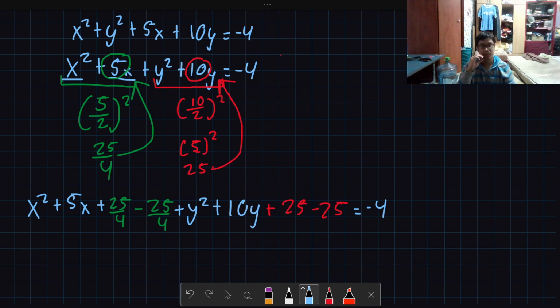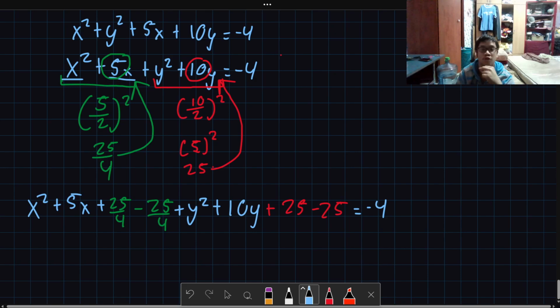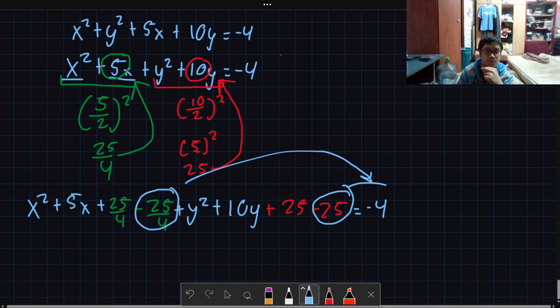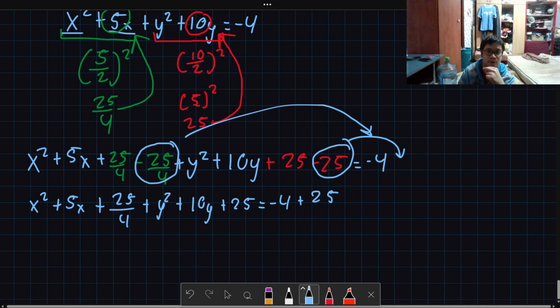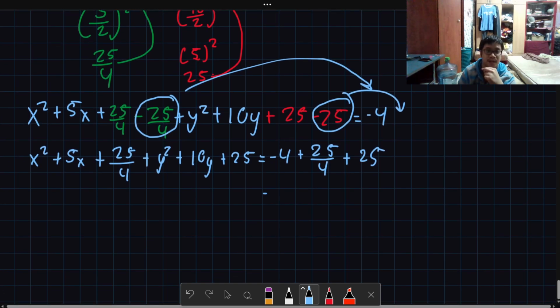Then what's next? If you remember the next step, we're going to group all the negative constant terms: negative 25 all over 4 and negative 25 to the right. So you have x squared plus 5x plus 25 all over 4 plus y squared plus 10y plus 25 is equal to negative 4 plus 25 all over 4 plus 25. Then you simplify both sides.